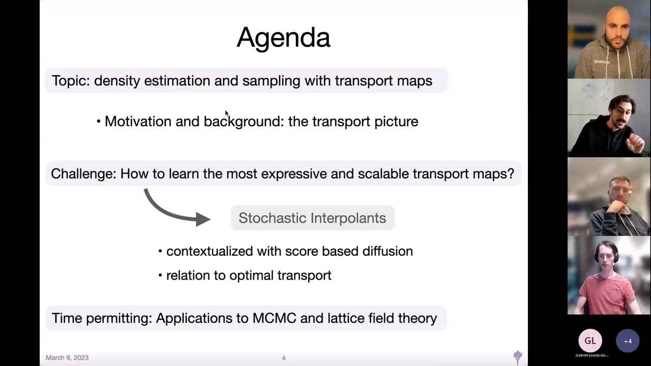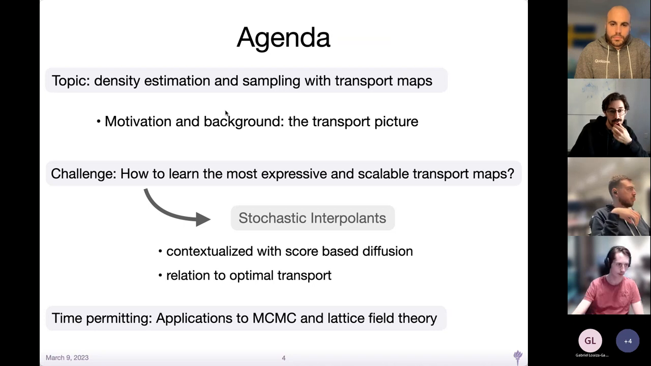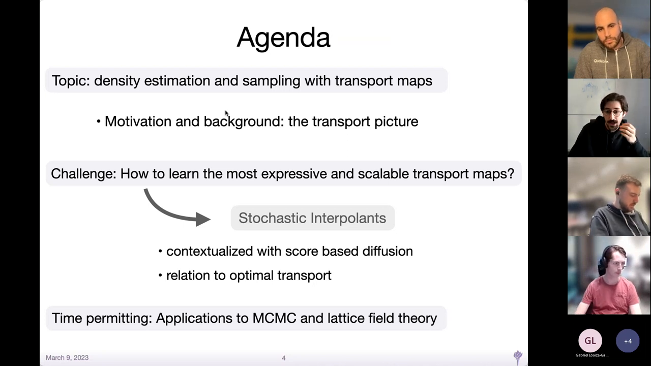My agenda for today is really to talk about density estimation and sampling through the perspective of transport maps. So I'm going to give a background on that picture that will touch a little bit on some historical context, but really try to motivate why we care about this problem. And then I'm going to dive into the challenge of how we learn the most expressive and scalable maps to meet this objective.